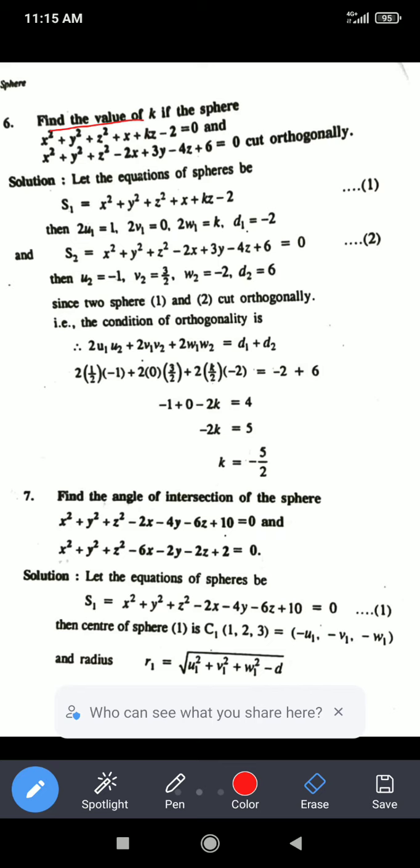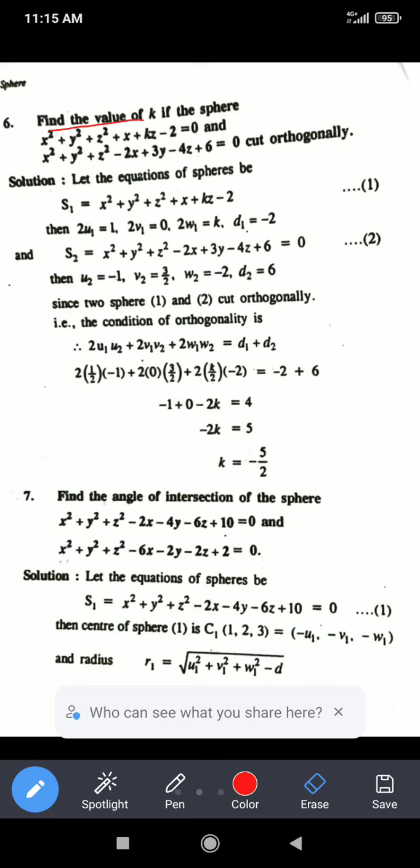So that is S1 is equal to x square plus y square plus z square minus 2x minus 4y minus 6z plus 10 is equal to 0. So that is equation number 1. Now find out the center of this sphere. So 2u1 is equal to minus 2, 2v1 is equal to minus 4, and 2w1 is equal to minus 6.